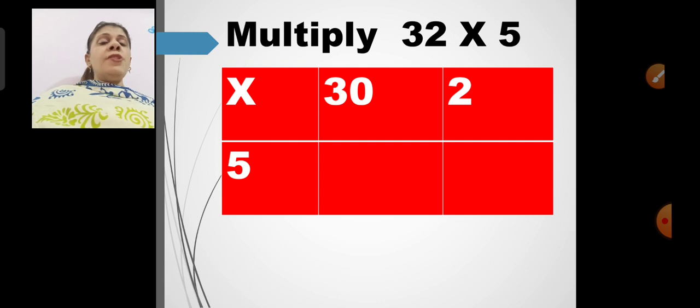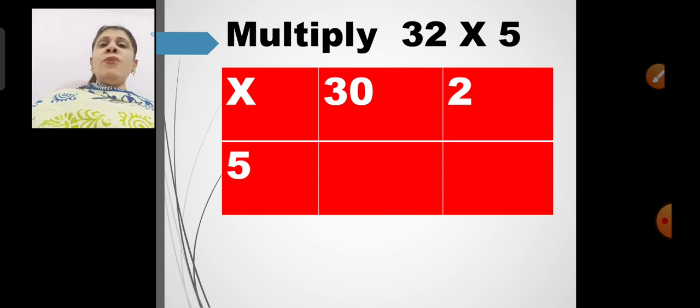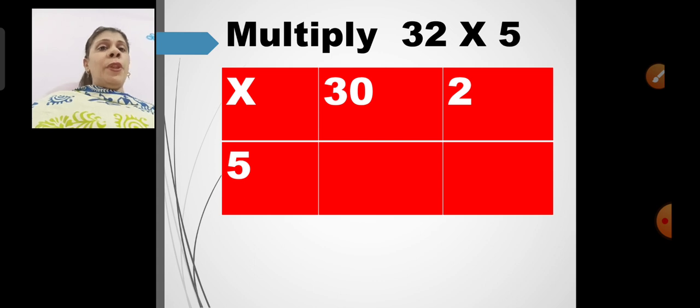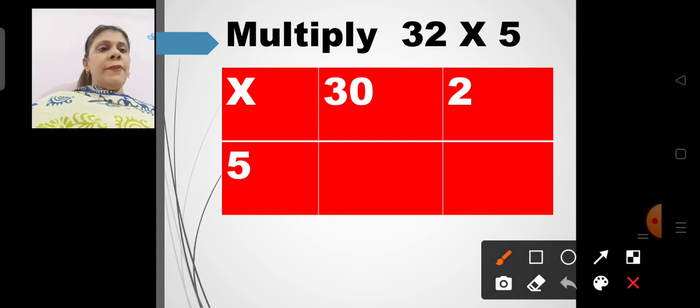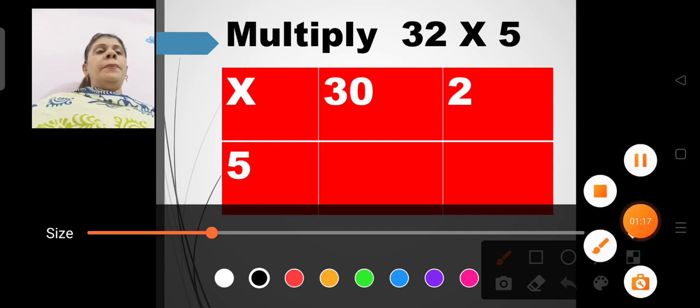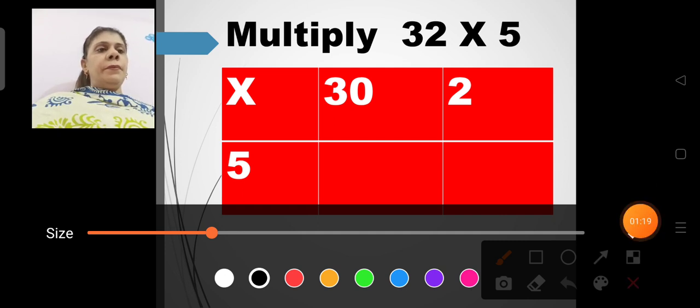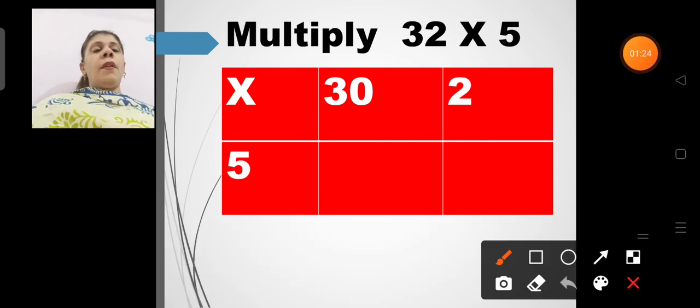What you are going to do is, your question is 32 multiplied by 5. You are going to make a box in which you draw 6 boxes, 3 rows and 3 columns. In that, first you are going to put the multiplication sign. I will show you. First you are going to put the multiplication sign which you have put here.